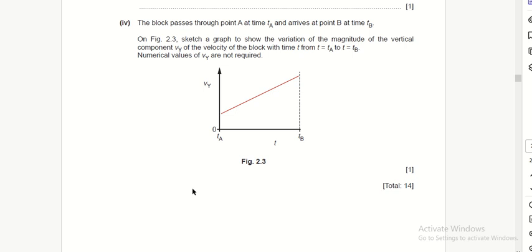How does the vertical velocity change with time from A to B? Certainly it will increase, and this increase is in a straight line because it is motion under the effect of gravity, so there is an acceleration of g, and for a constant acceleration we have a straight line v-t graph.